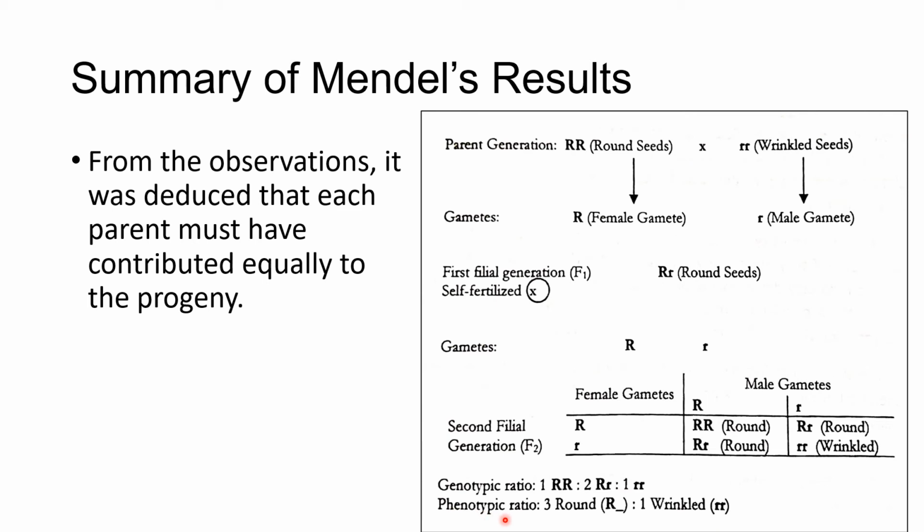But the phenotypic ratio is the trait that you can see. So you have three round, one, two, three, and then one wrinkled. So your phenotypic ratio is 3 is to 1. So that is the summary of Mendel's result.